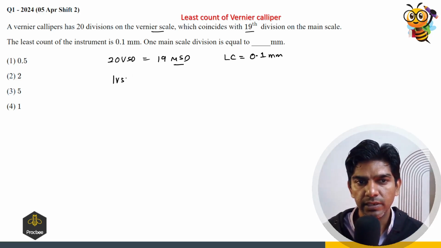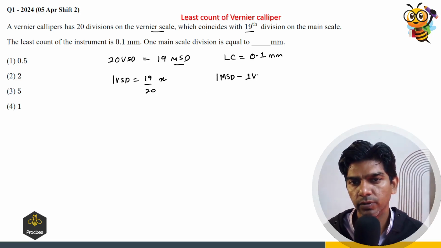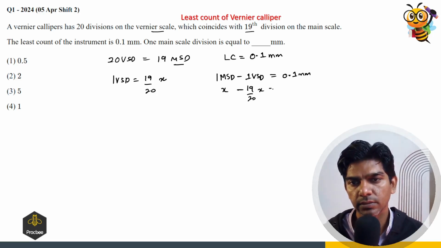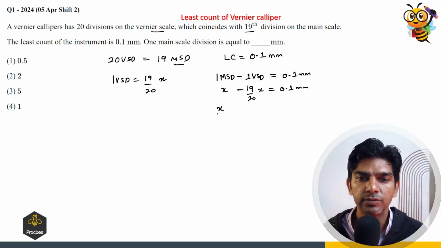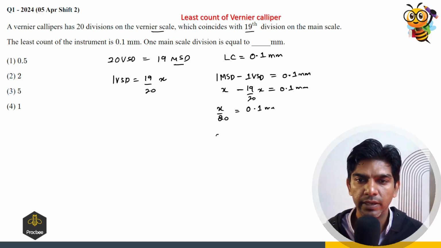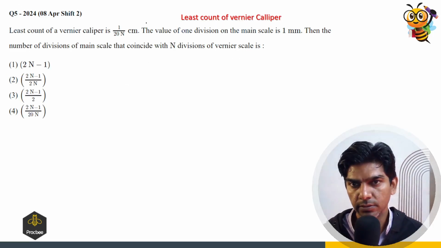So one Vernier scale division can be written as 19 by 20 times the main scale division. Let us take it as x. So the least count is one main scale division minus one Vernier scale division, which equals 0.1 millimeter. One main scale division is x, minus one Vernier scale division, which is 19 by 20 x. Now from this we can find the value of x. So x by 20 will be equal to 0.1 millimeter. So x comes out to be 2 millimeter. So option 2 is the right answer.